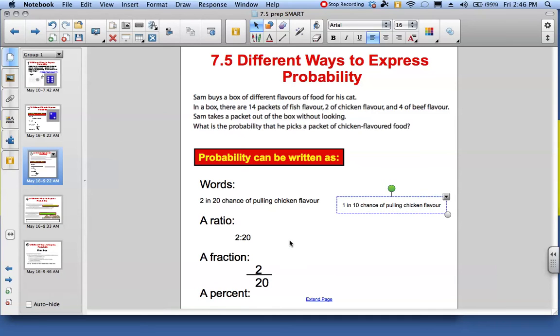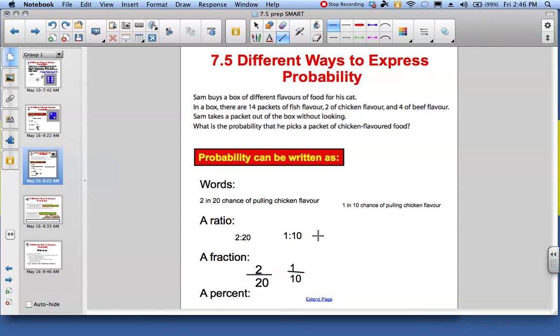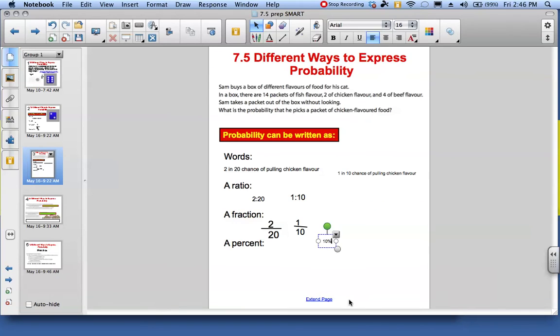His ratio is 1 to 10 in pulling that, and he has a 1 in 10 fraction of pulling the chicken. And if we look at the percentage of the chance of that happening, or the probability, we take the top, the numerator, and divide it by the bottom, the denominator. He has a 10% chance of that happening.